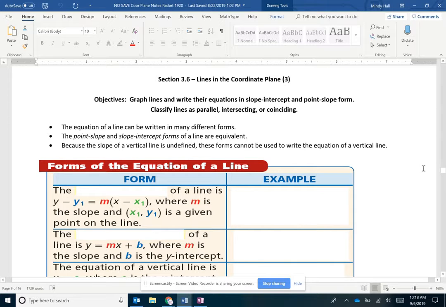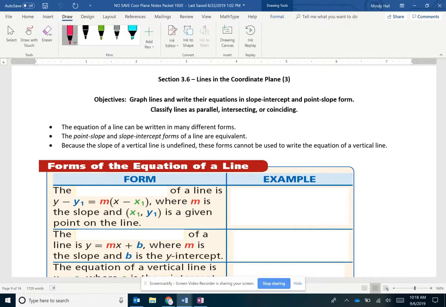Going to do lesson 3 in the first unit of geometry, and this is going to be different forms of lines and figuring out if they're parallel, intersecting, perpendicular, all sorts of fun stuff. So starting off, it's important to know that the equation of a line can be written in many, many different forms, and so being able to manipulate equations will help you make better sense of what you're actually looking at.